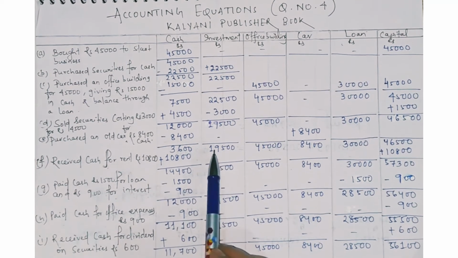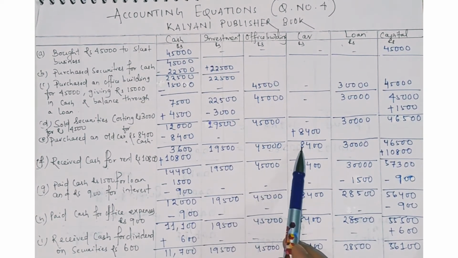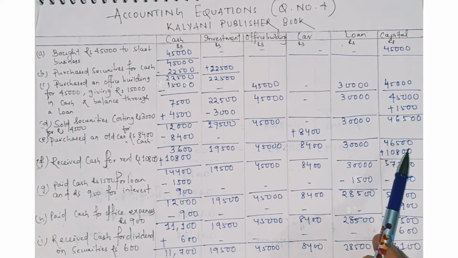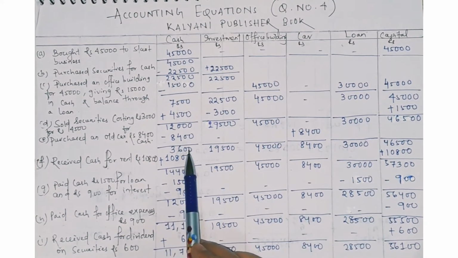Now investment is 19,500, office building 45,000, and car 84,000, loan 30,000, capital remains the same 46,500. All this remains same, only cash is deducted.